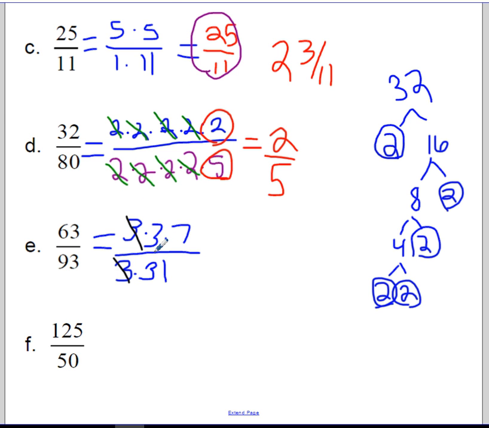Notice on the top we have a 3 and a 7. So that's not 37, it's 3 times 7, which is 21. And then we have our 31 on the bottom. So 63 over 93 is the same as 21 over 31.